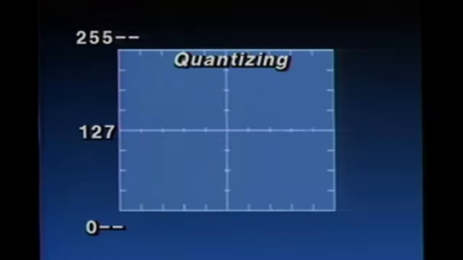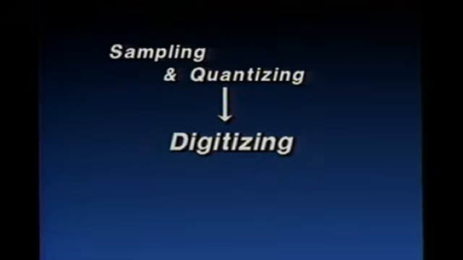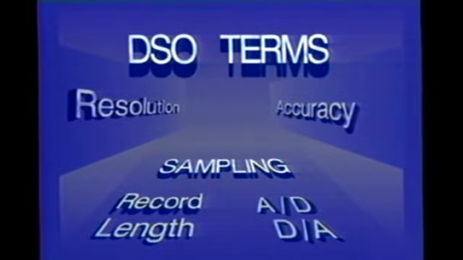In a related process called quantizing, an analog-to-digital converter transforms these samples into numbers. These numbers are stored in the DSO's memory in what's called binary format. Both sampling and quantizing are basic processes of digitizing. The faithful reproduction of the input signal by the DSO depends on two key factors: resolution and accuracy.